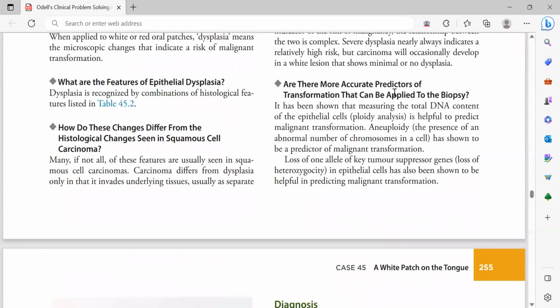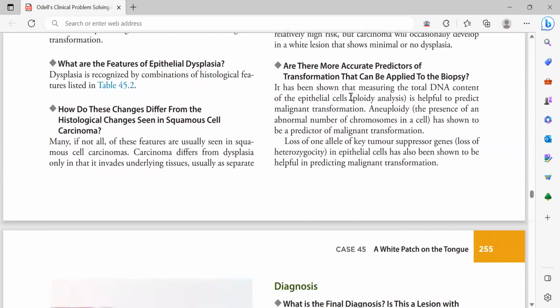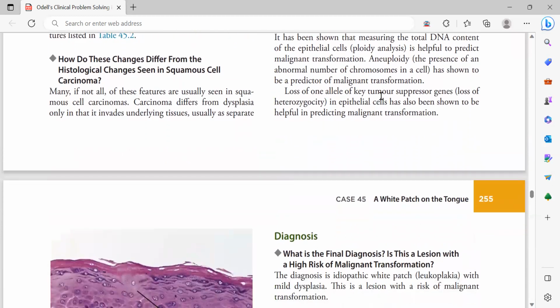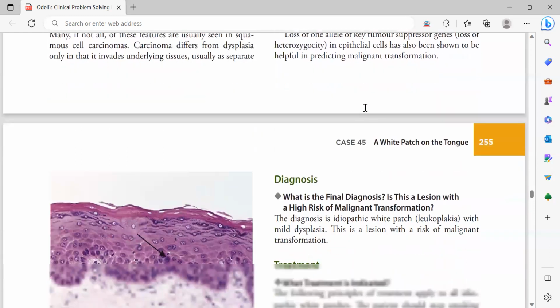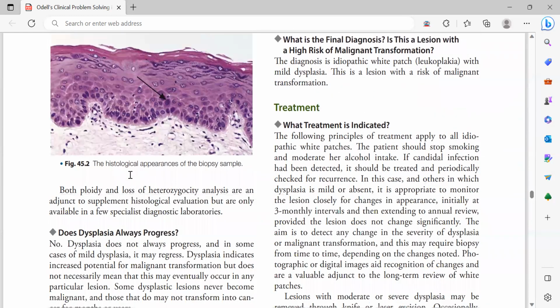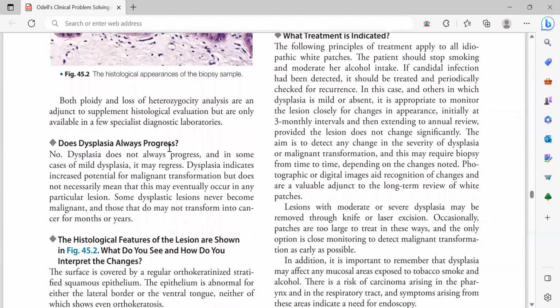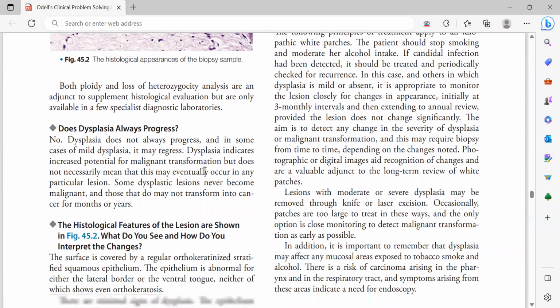Okay, are there more accurate predictors of transformation? So this is just the total DNA content of the epithelial cells, so the ploidy analysis. So these are some of the other ways that can help us in studying if there is any chance of malignancy in that patient. Does dysplasia always progress? No, it does not always progress, and in some cases of mild dysplasia, it may regress.